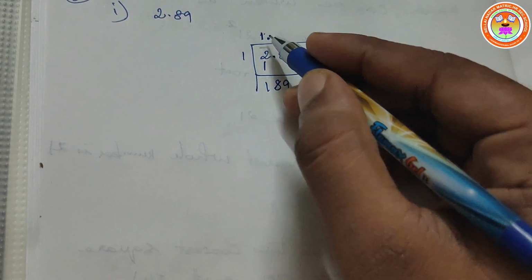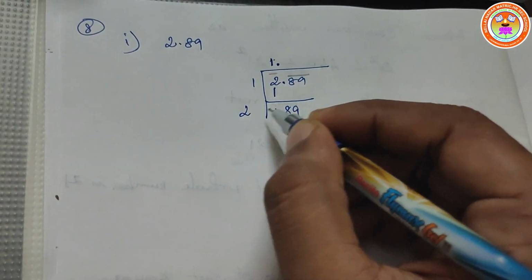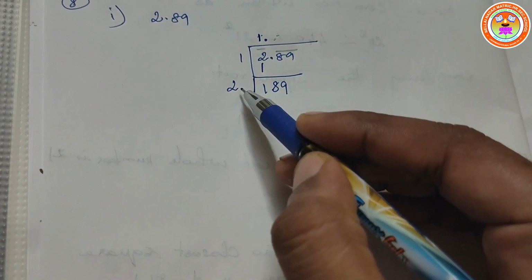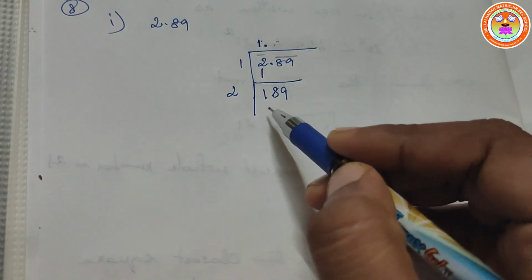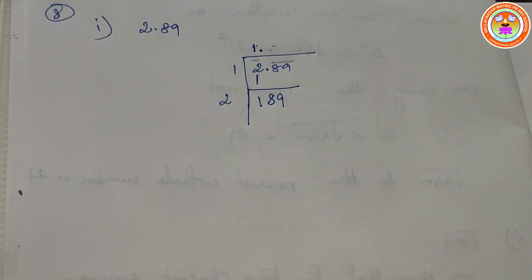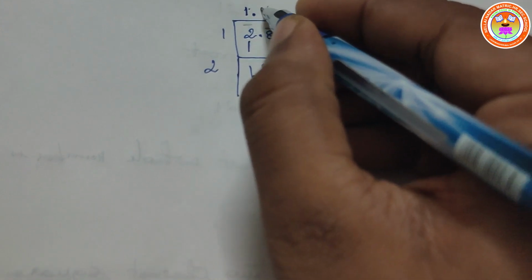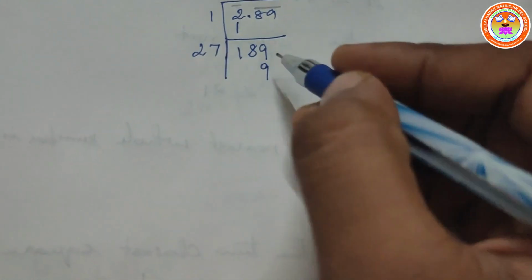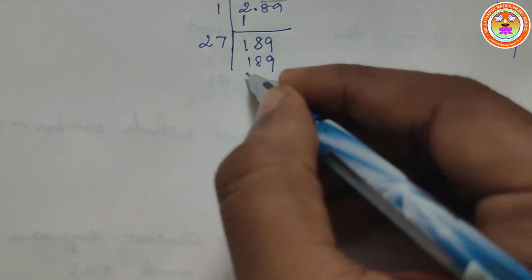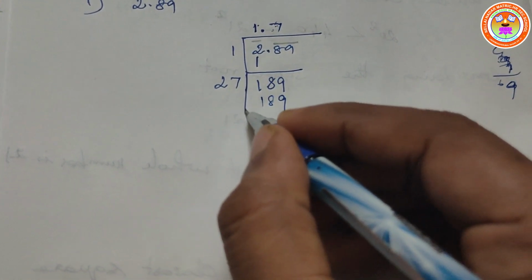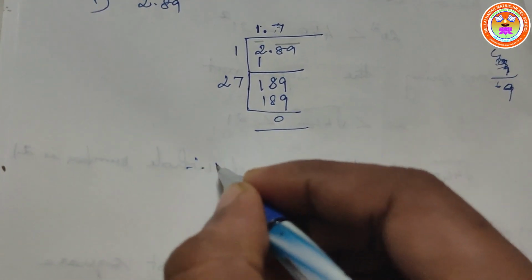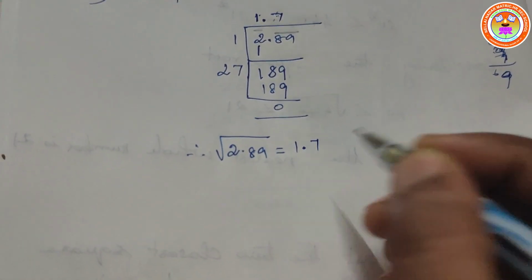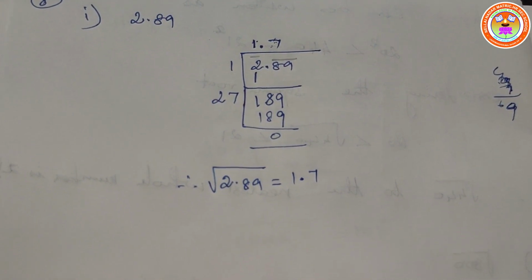Multiply 1 with 2, 1 twos are 2, put 2 here, and you have to check a number, and the same number you have to put here also. If you multiply these two numbers, you will get 189. So I have chosen 7, since 7 sevens are 49, remainder 4, 7 twos are 14, 14 plus 4, 18, we will get 189. So if you subtract it, you will get 0. Therefore, the square root of 2.89 is nothing but 1.7. Clear children? Copy down.